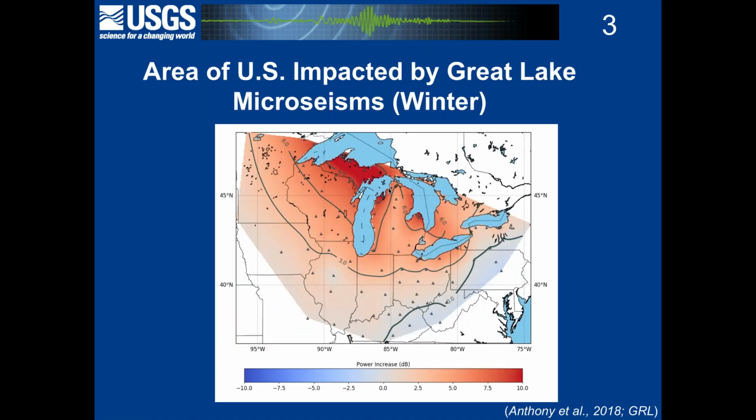And then I just made a contour map of all these TA stations that were fortuitously in the area at the time, and you can see that the largest signal from these lake-generated microseisms are up here in the Upper Peninsula of Michigan, and they kind of fade out. But the 3 dB level, which as a reminder is about twice as much power, you can see this signal through a majority of the Midwest.